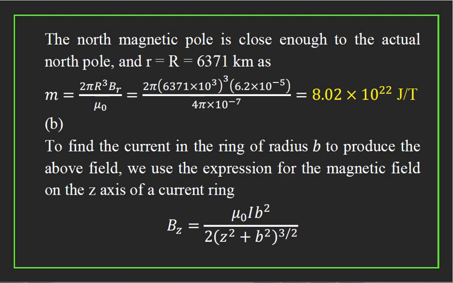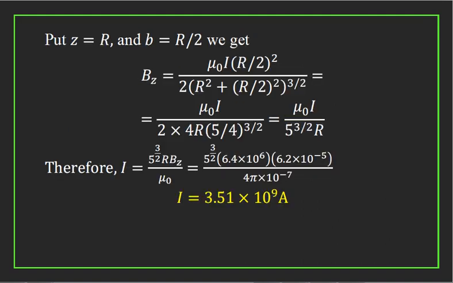So we see that here z will be equal to r, because the north pole is at a distance of r from the center of the Earth, and b is the radius of the circular loop. Now the current loop is circling around the center of the Earth at a distance of about r by 2, which is already given, so b can be taken as r by 2. That is 3000 kilometers.